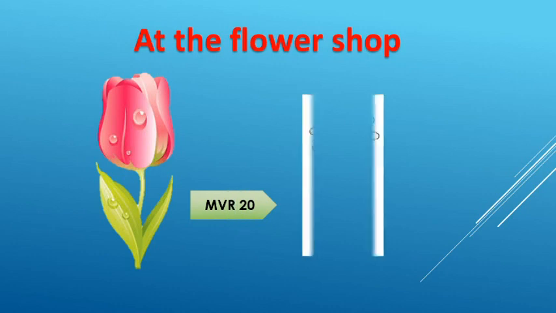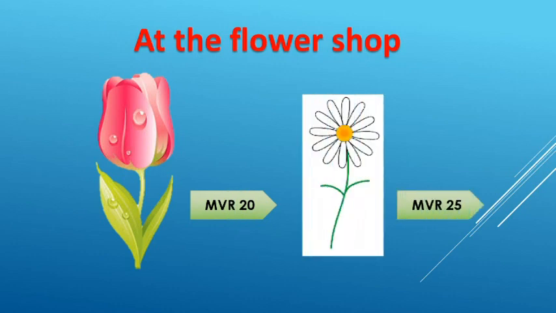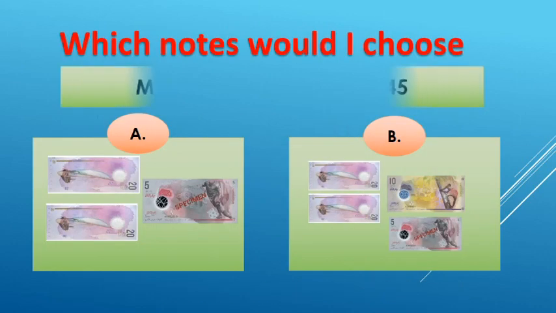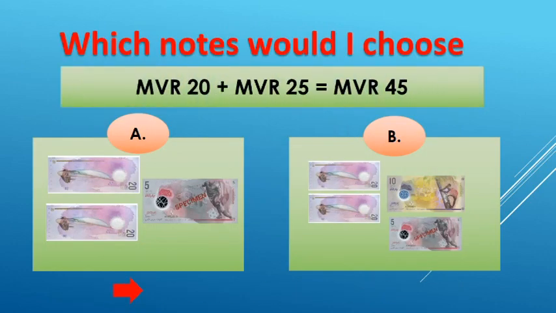At the flower shop here, it is the tulip. In this shop they sell tulips for 20 rupiah and the daisy for 25. So 20 plus 25 is equal to 45. So which is the correct answer here? A or B? Yes, here the correct answer is A.